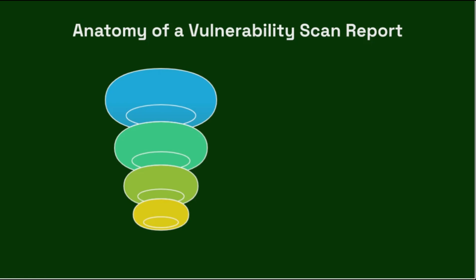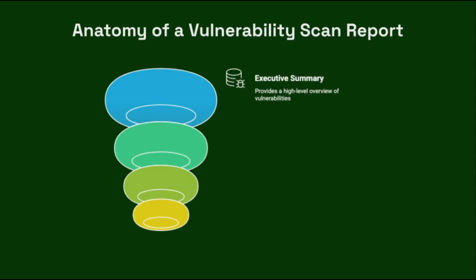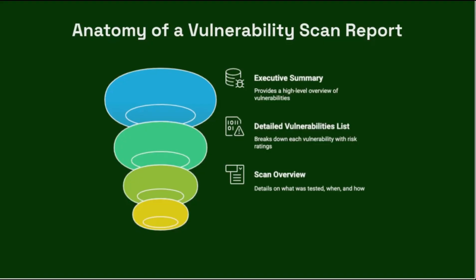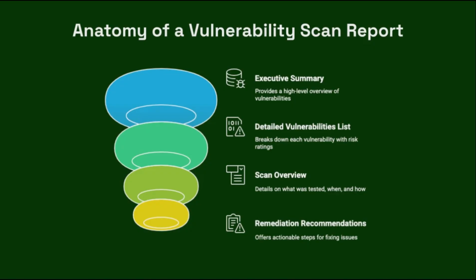Most reports follow a common structure. 1. Executive summary, a high-level overview showing the number of vulnerabilities and how severe they are. 2. Detailed vulnerabilities list, a breakdown of each vulnerability, its risk rating, and how to fix it. 3. Scan overview, information on what was tested, when, and how. 4. Remediation recommendations, actionable steps like applying patches, changing configurations, or adjusting access permissions.